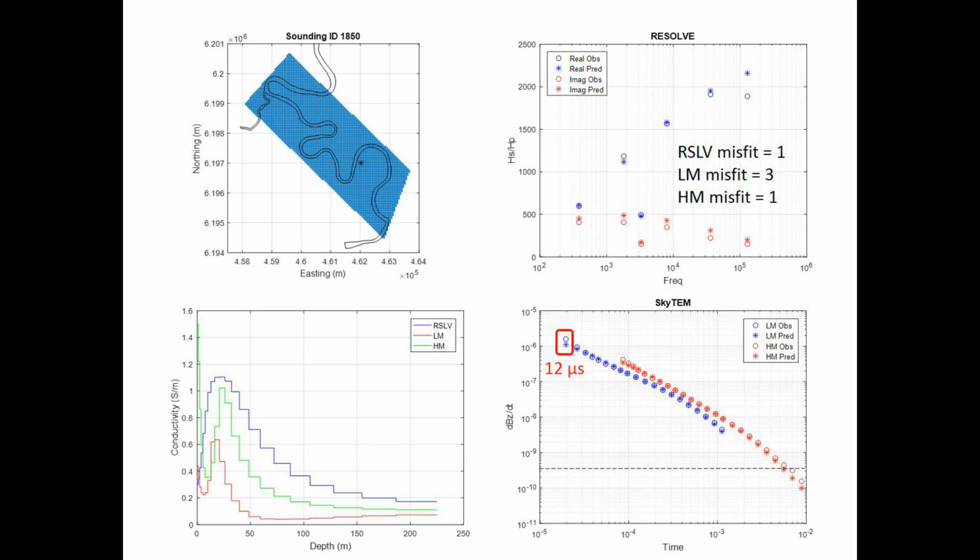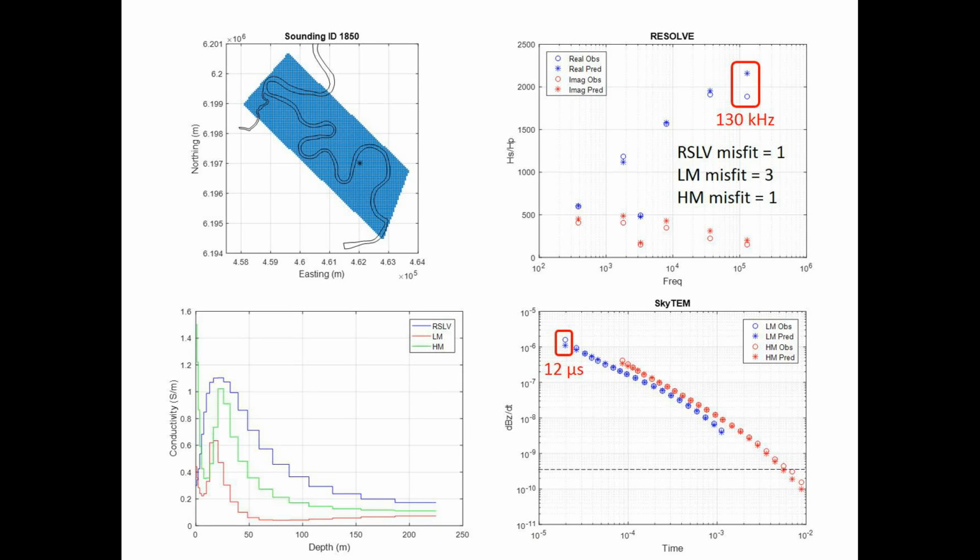Yeah, so we identified the first time channel, it's always really difficult to fit. So I think we just simply remove the earliest time channel in low moment data. And also, if you pay attention to resolve data, the highest frequency, 130 kilohertz, is kind of problematic across the whole survey. So it's also very difficult to fit.